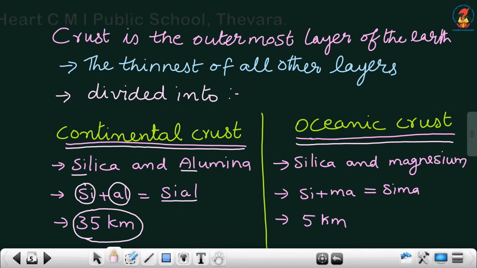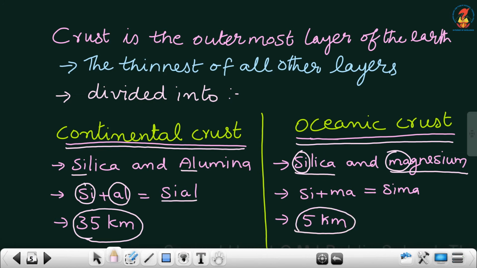Oceanic crust is made up of silica and magnesium. Thus, we call it Sima. How do we get Sima? Si from silica and Ma from magnesium. So, we get Sima, and the depth of the oceanic crust is 500 kilometers.